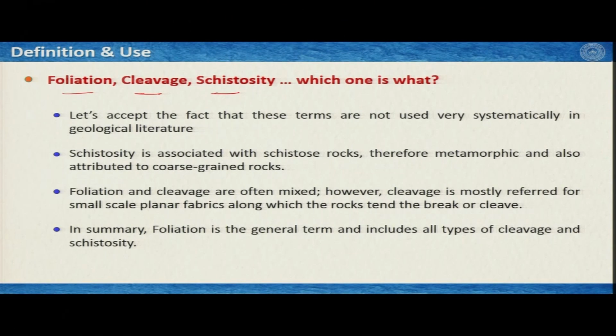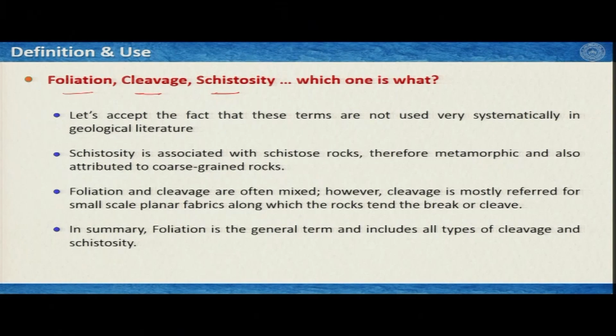Let us accept the fact at the very beginning that these three terms, foliation, cleavage and schistosity, are not used very systematically in geological literature and texts. They are often mixed, and sometimes their use is very confusing. However, in this slide we will try to more or less describe which one is what to have a better understanding. Having said that, these three terms are still not used very wisely and systematically, because it is just a legacy that we are following as structural geologists.